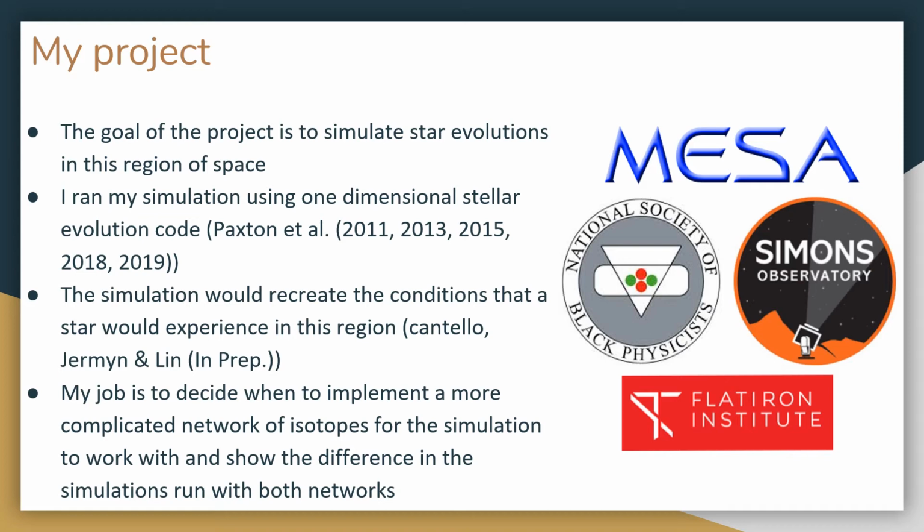My job is to decide where in the simulation it is necessary to implement a more complicated network of isotopes. What makes the network more complicated is the sheer amount of isotopes that it contains. The simpler network contains 21 isotopes that are sufficient for earlier burning stages of the star, and the more complicated network contains around 128 isotopes of elements. The simpler network is used at the beginning because it allows the simulation to run faster than the complicated network. The complicated network is needed for when the star begins to burn heavier elements and there are more elements and isotopes in the star as a whole.